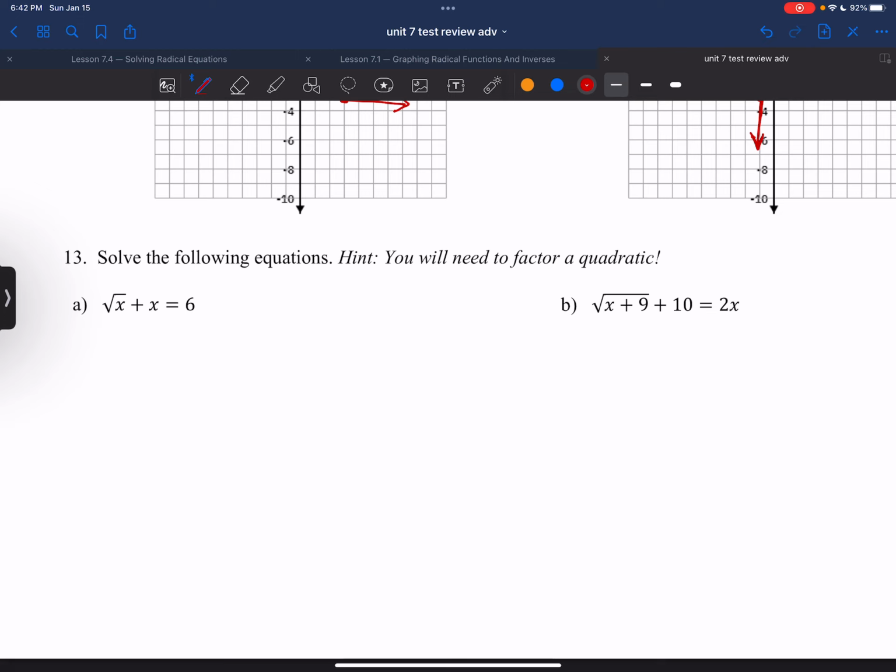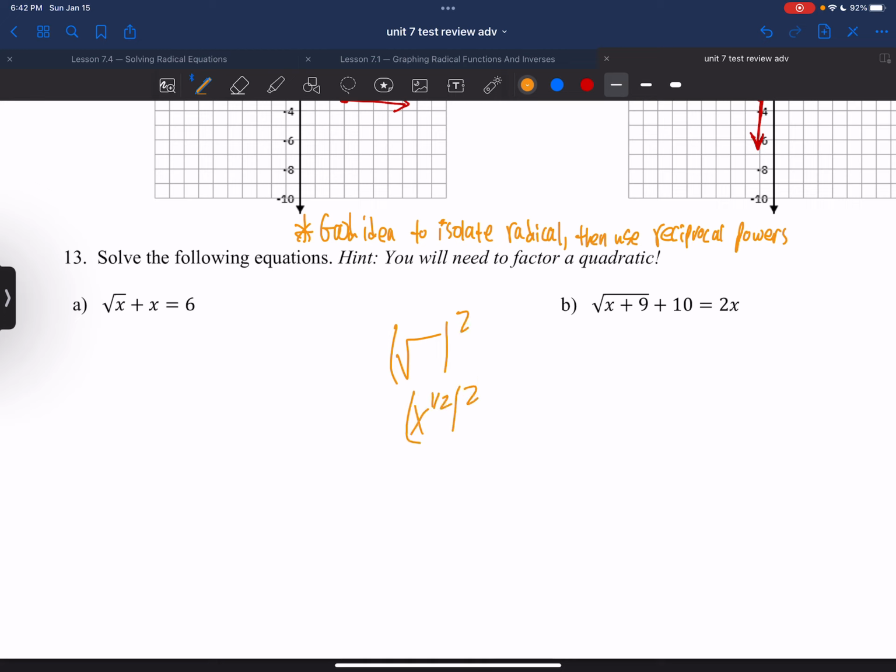So let's do it. It's always the general rule of thumb: a good idea to isolate the radical, then use reciprocal powers to get rid of the radical. And of course, if it's square root, you're going to square that because that's x to the half, and you're going to use the reciprocal power of 2. Okay? So looking at number 1 here, let's do my work in blue.